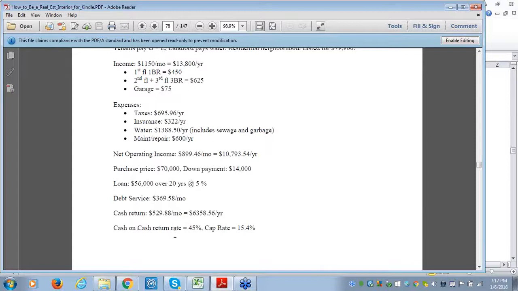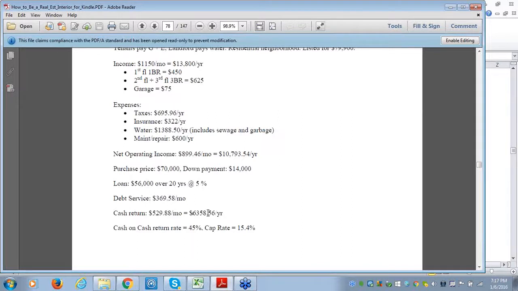What savvy, experienced, real investors like to see is what's called a cash-on-cash return. What that means is your actual dollars out of pocket. In this case, it's $14,000 out of pocket. That's the cash you put into the property. Okay, and your cash in your pocket is $6,358.56 per year.